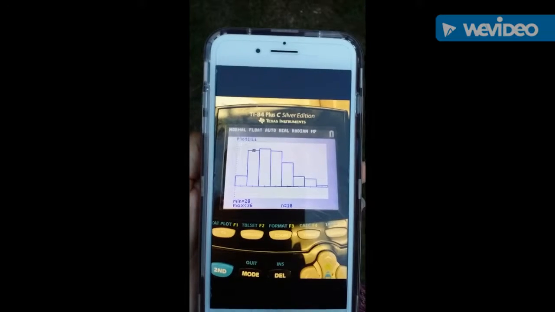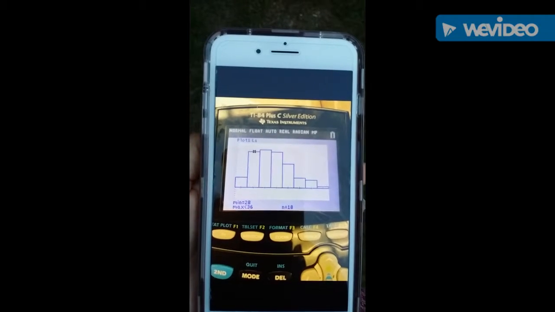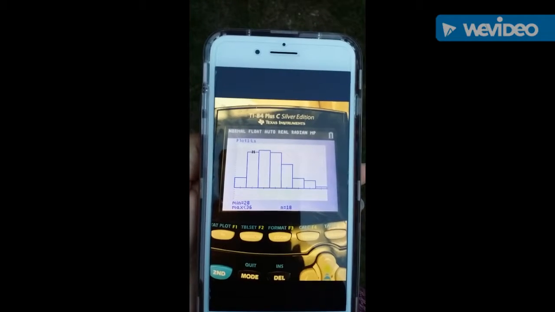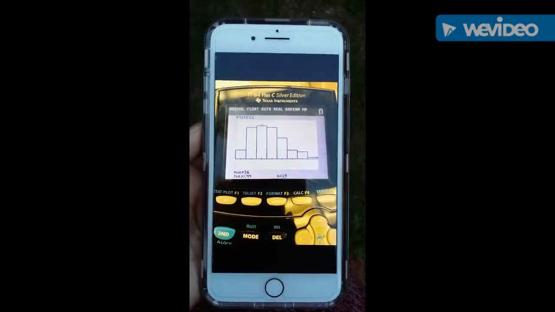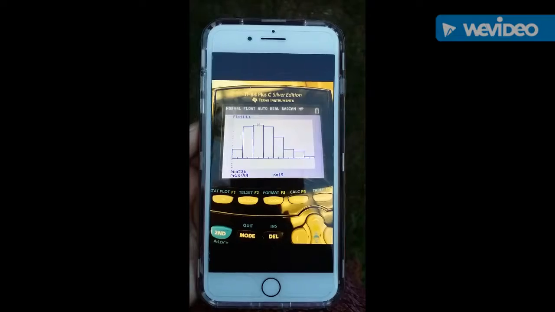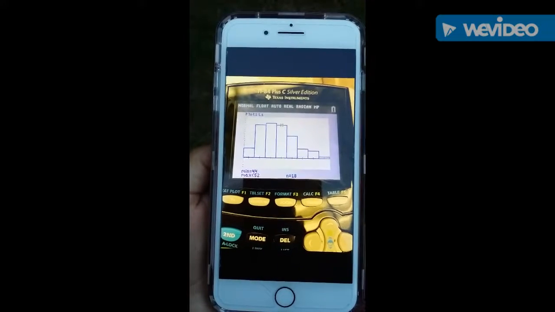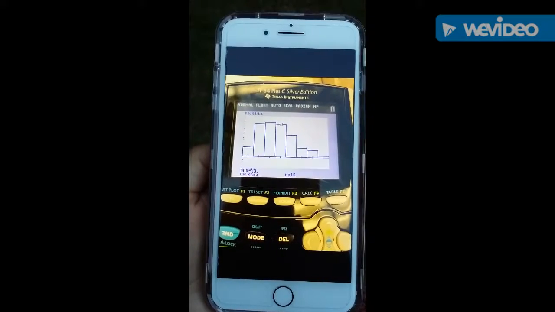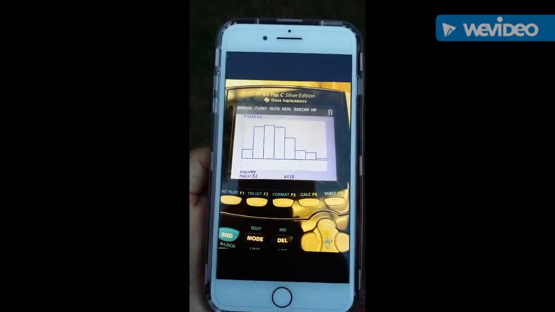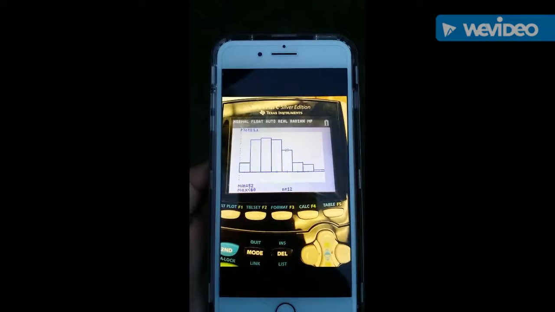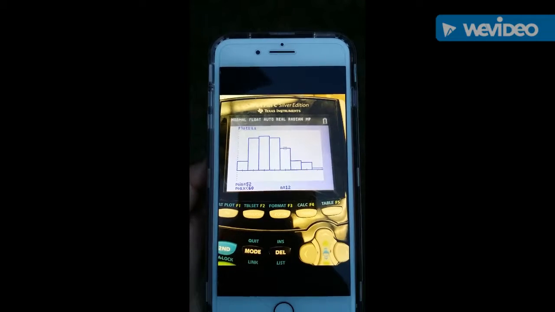The second bar, the minimum is 28 and the max is 36 hours. The third, the minimum is 36 and the maximum is 44 hours. The fourth, the minimum is 44 and the maximum is 52 hours. Fifth, the minimum is 52 and the maximum is 60.